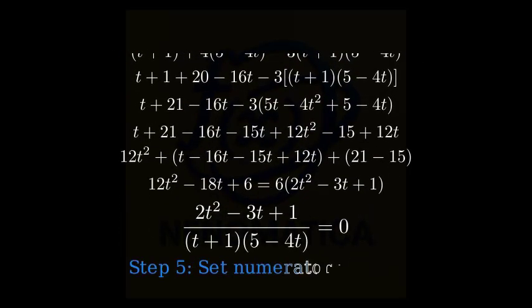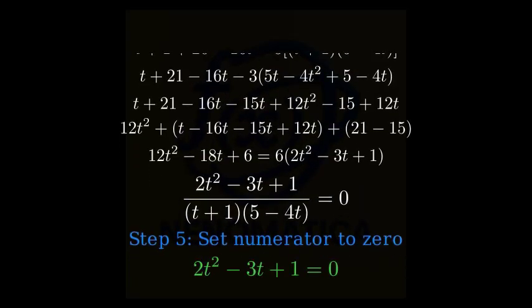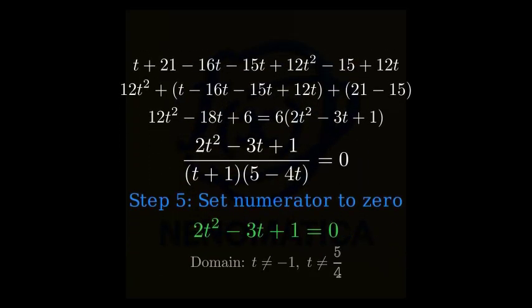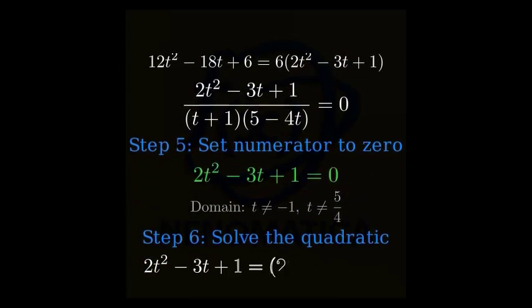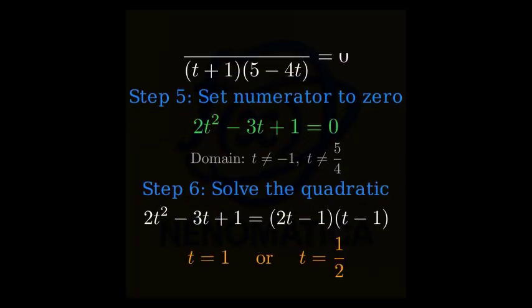Step 5. A fraction equals 0 only when its numerator is 0 and the denominator is not 0. So set the numerator equal to 0. Step 6. Solve the quadratic equation. Factor 2t squared minus 3t plus 1 as (2t minus 1) times (t minus 1) equals 0. Therefore t equals 1 or t equals 1/2.